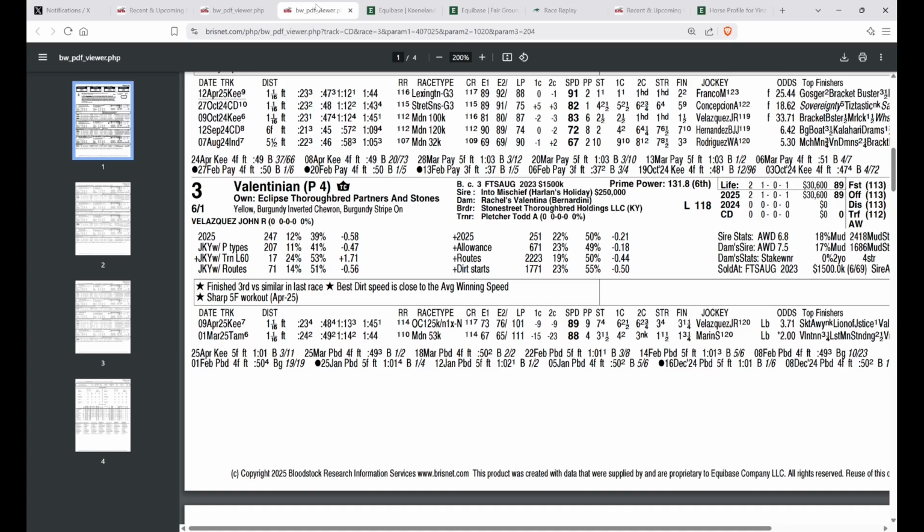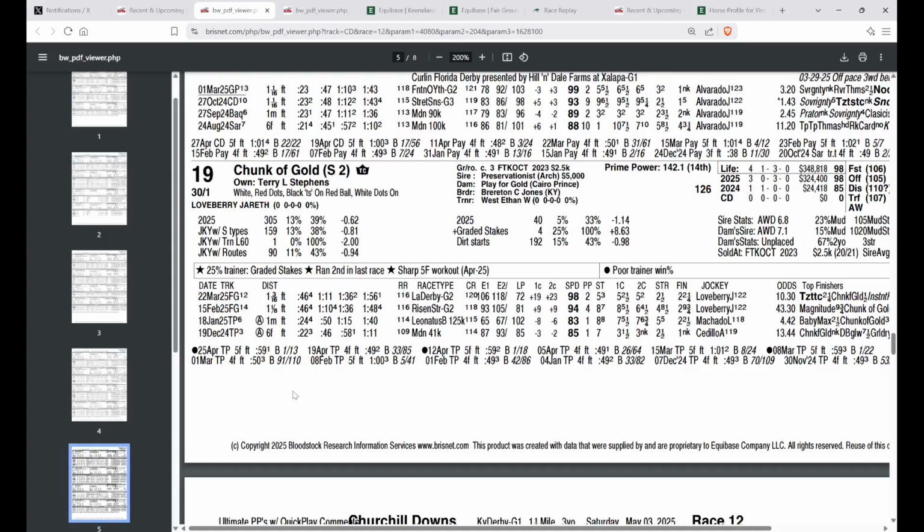So now let's take a look at a fast-paced situation. How do you find a fast-paced situation using BRIS numbers? Let's go back to Chunk of Gold. We're back to Chunk of Gold because he was showing more speed in the Louisiana Derby. You see under 1C and 2C the +19, +23, and then you look at the fractions, 46 and change for the half mile. That might not seem fast, but for a mile and 3/16, that is a fast fraction.